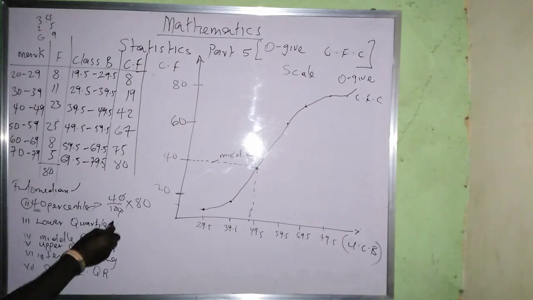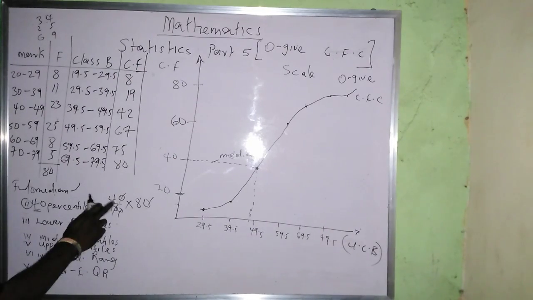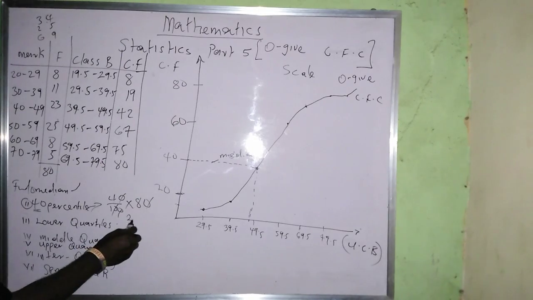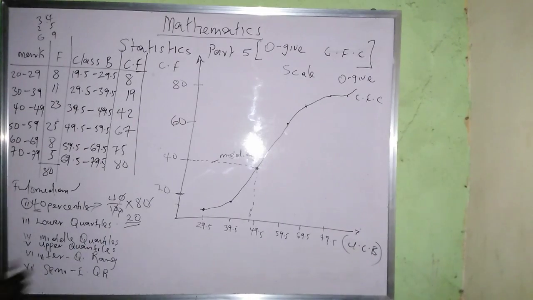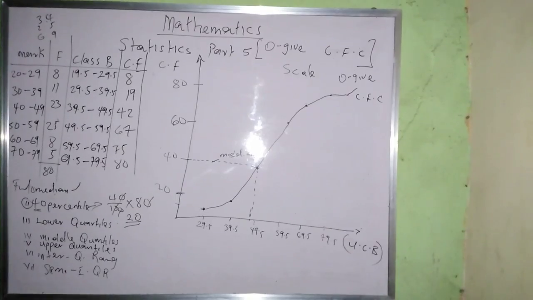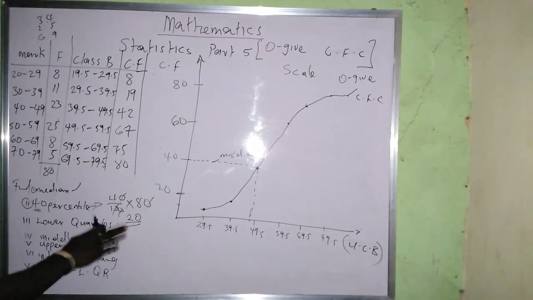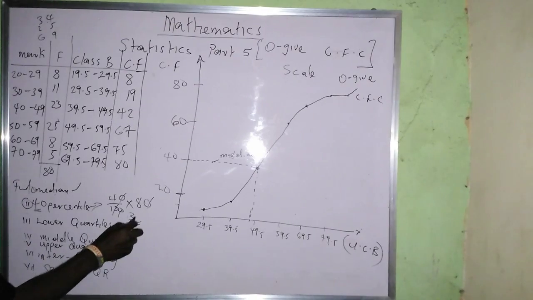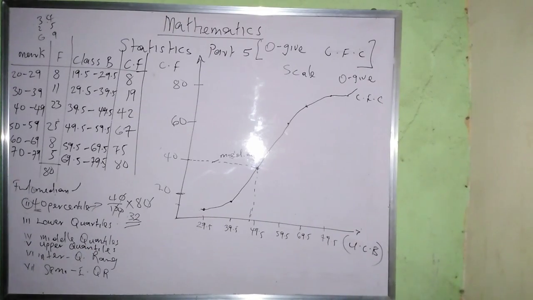Now, we cancel this, we cancel this. 4 times 8, which will be 32. Now, my 32 will be traced from my table.